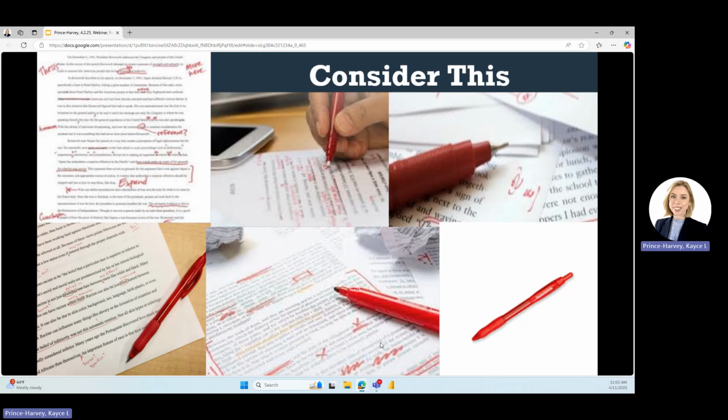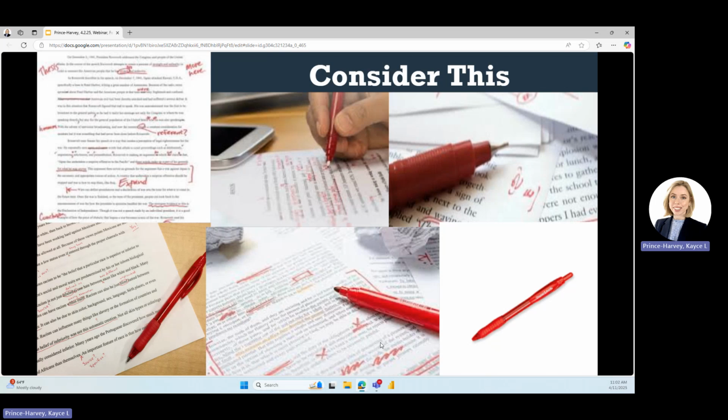As you transition from box 1 of your note catcher, we're going to do a little bit of a consider this. So on this slide, you see a variety of images that may be familiar to you. I want you to reflect on your thoughts, feelings, or memories that come to mind when you see these images. How do you relate to these images as a teacher? And how do you relate to them as a student?